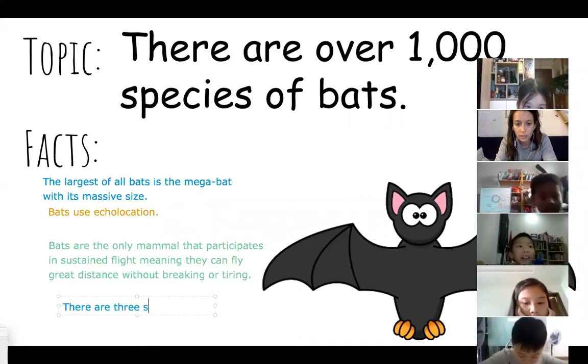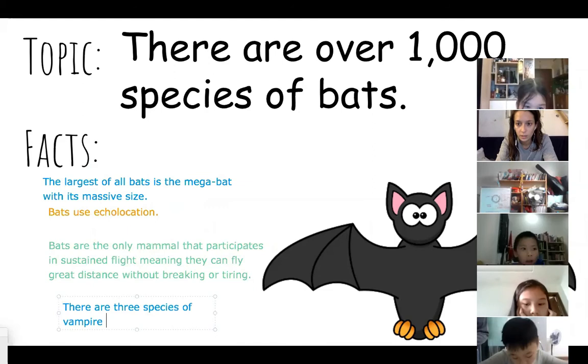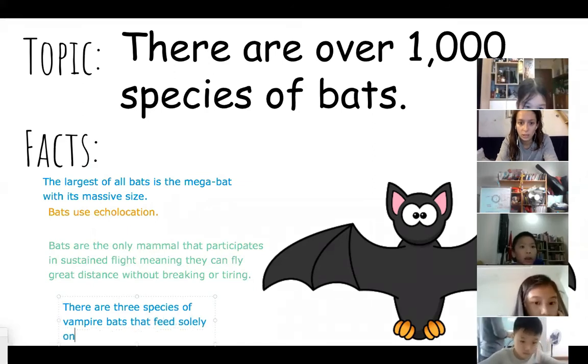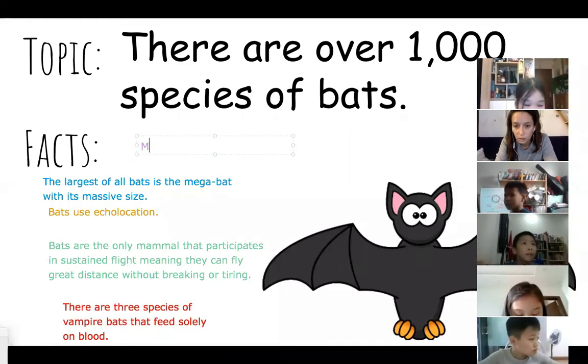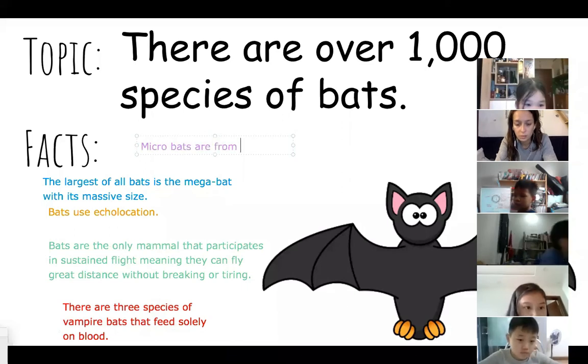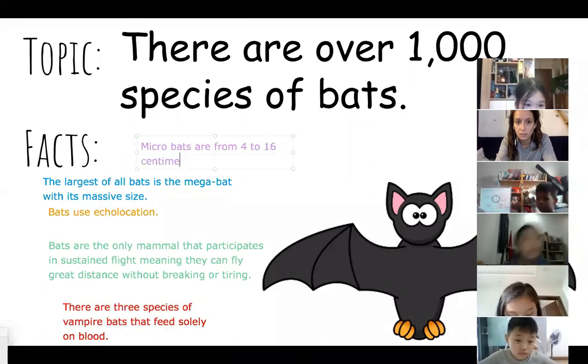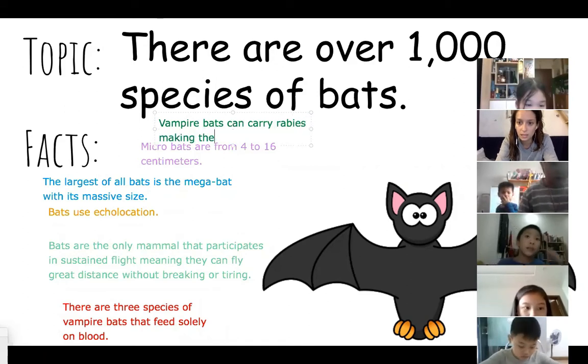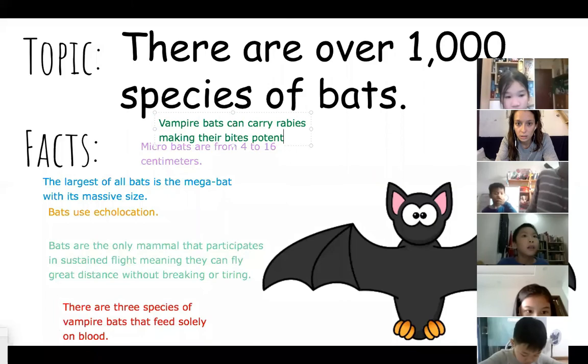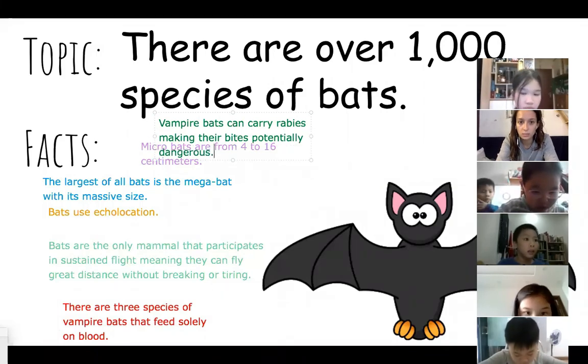There are 3 species of vampire bats that feed solely on blood. Microbats are from 4 to 16 centimeters. Vampire bats can carry rabies, making their bites potentially dangerous.